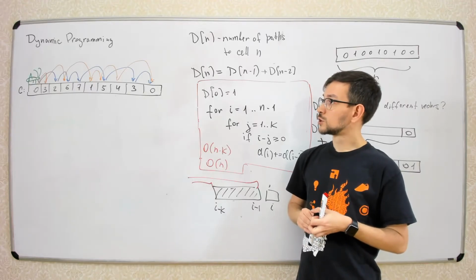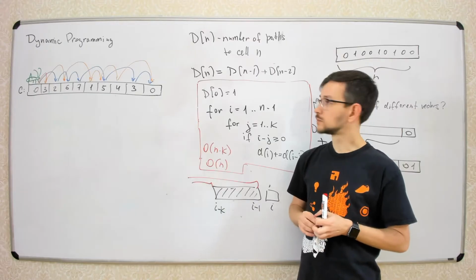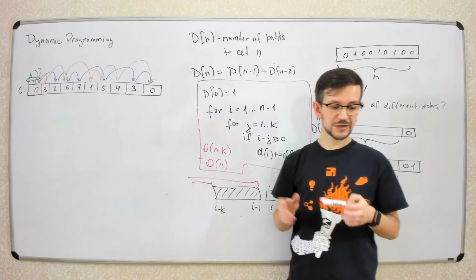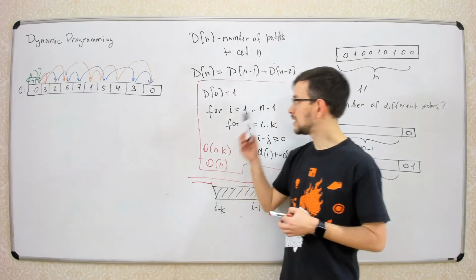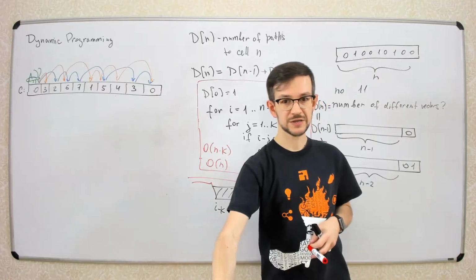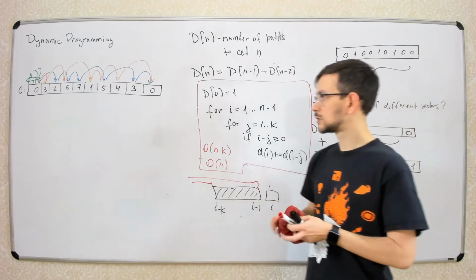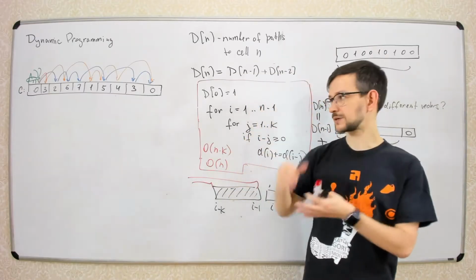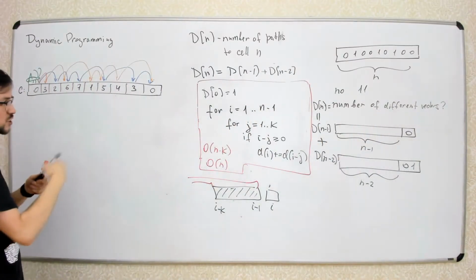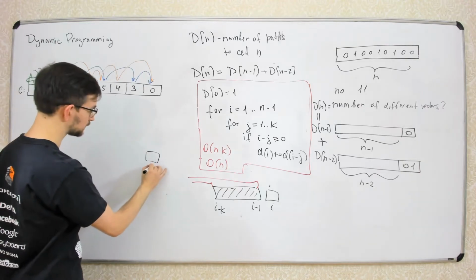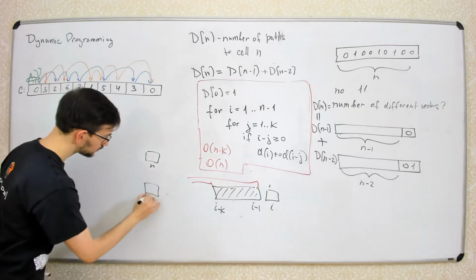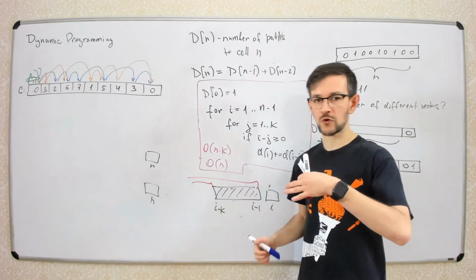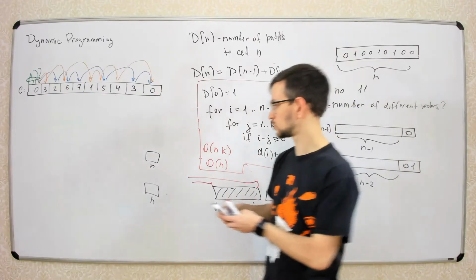Well, how can we do this using dynamic programming? We can do it in the same way we calculated the number of paths in the previous problem. Again, let's split all the possible paths into two different sets. If we want to reach the last cell n, then the last jump was from the cell n-1 or from the cell n-2.